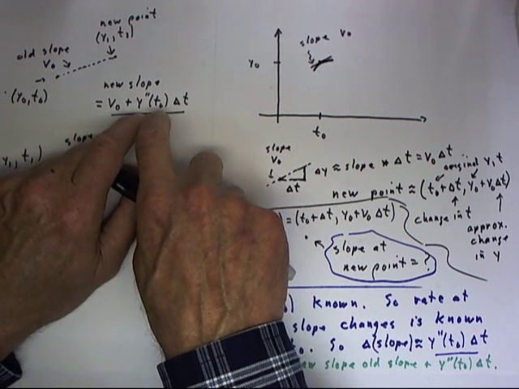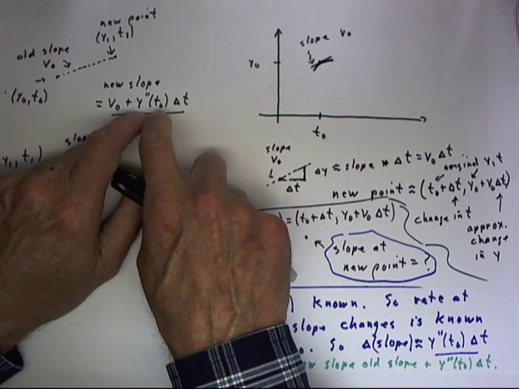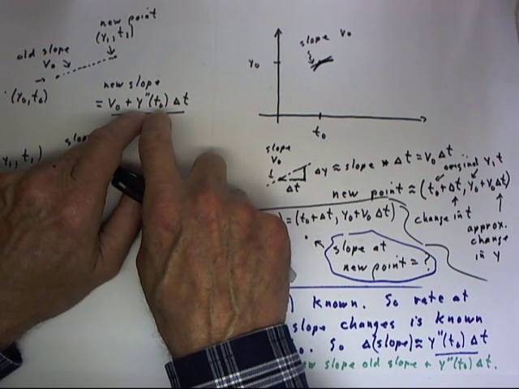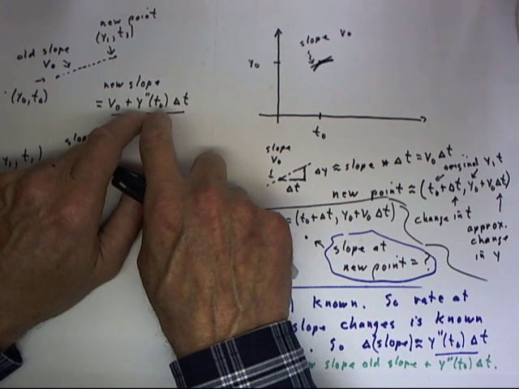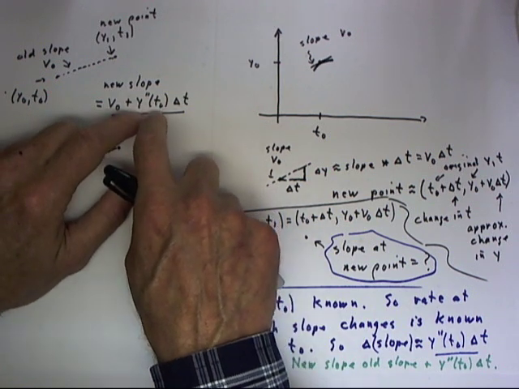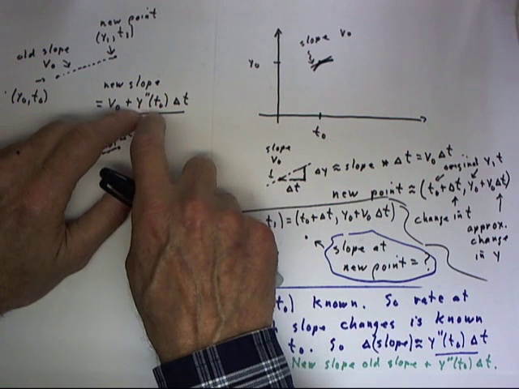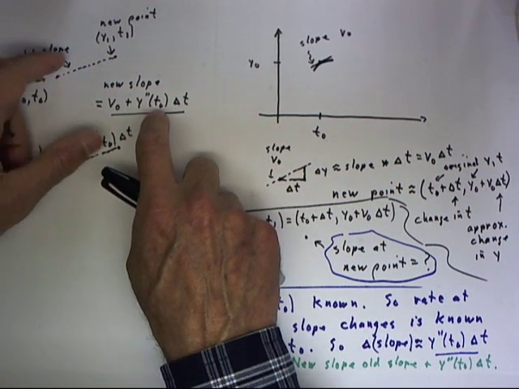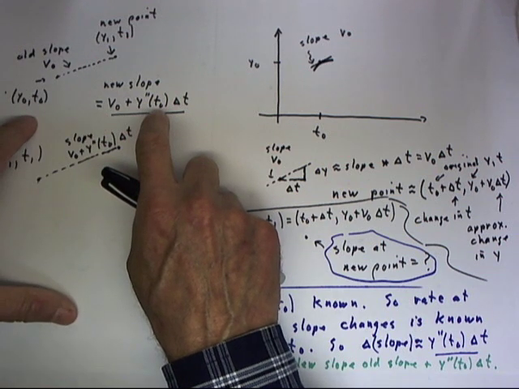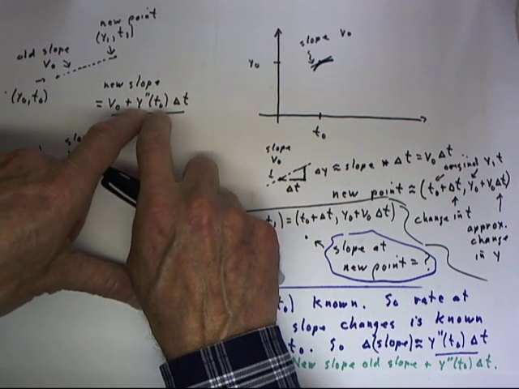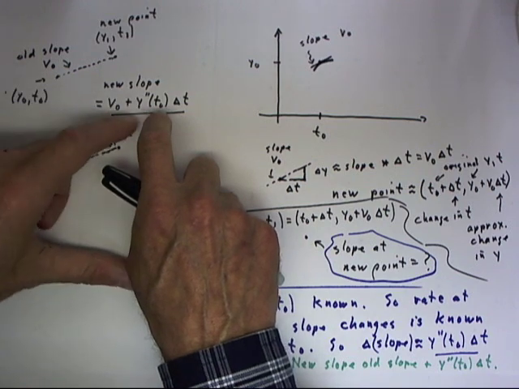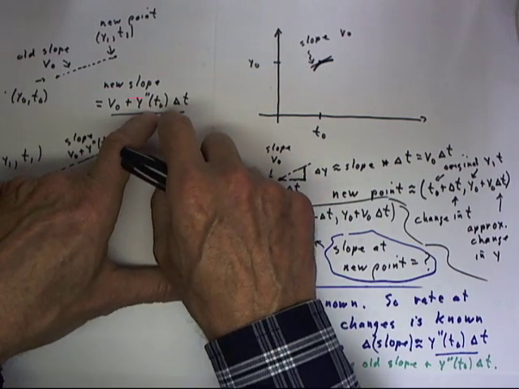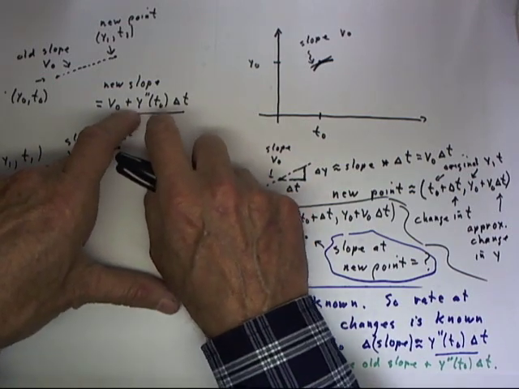Y double prime of t naught came, if you recall, from our equation: a of t y double prime plus b of t y prime plus c of t y equals 0. We had all the information we needed to solve that equation for y double prime. This is what came from our differential equation. Everything else came from our assumed initial conditions. The y double prime of t naught came from all those conditions and our differential equation, which we solved for our value of y double prime.